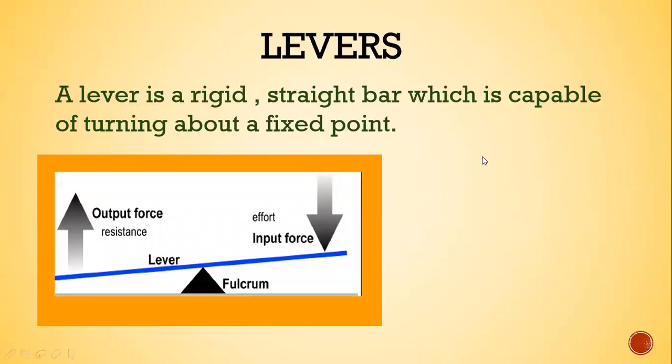Let us now study the types of simple machines. The first type of simple machine that we will study is the lever. So what is a lever? A lever is a rigid straight bar which is capable of turning about a fixed point. Any straight bar of this type is considered as a lever. On one end of the lever, we will apply effort. On the other end, you will put the load. The fulcrum is in the center, or depending upon the type of lever, the position of the fulcrum will change.